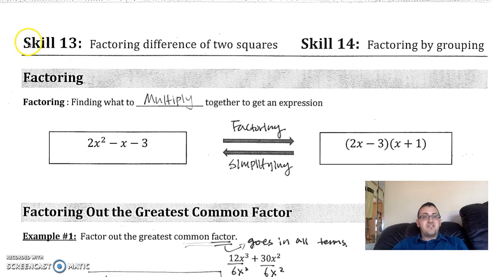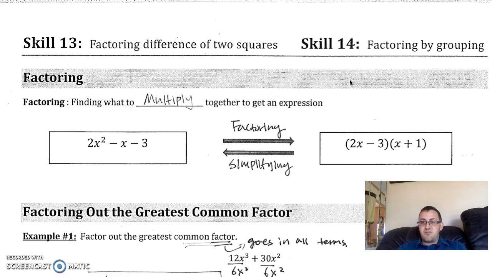These are actually two mini skills. One is called factoring the difference of two squares, and the other is factoring by grouping. Believe it or not, we have already done factoring by grouping, but today we're just going to really solidify it so that we can factor even more types of polynomials throughout the whole second quarter.